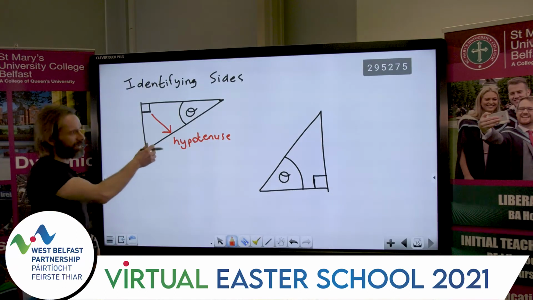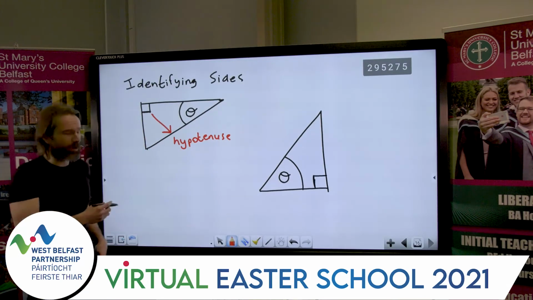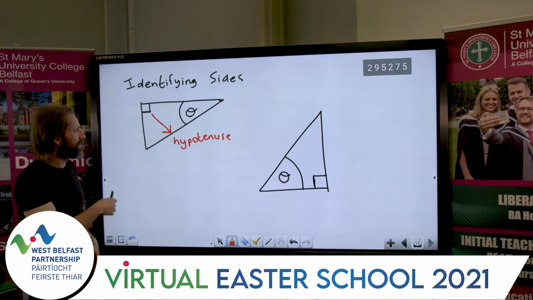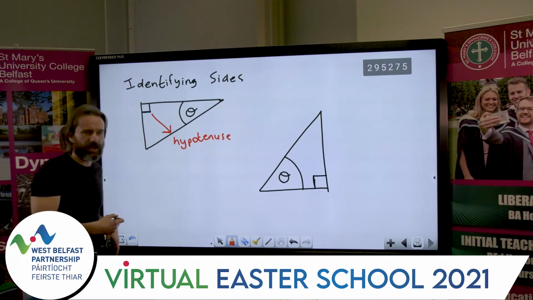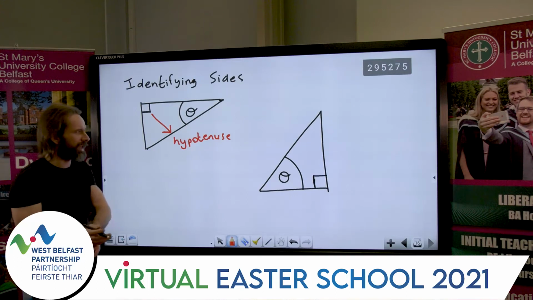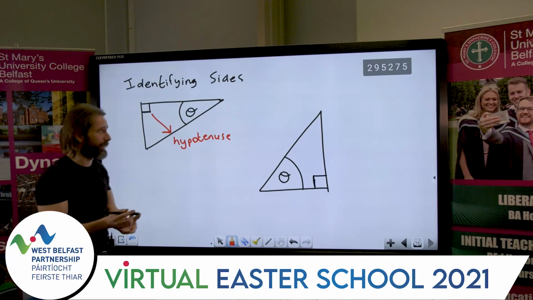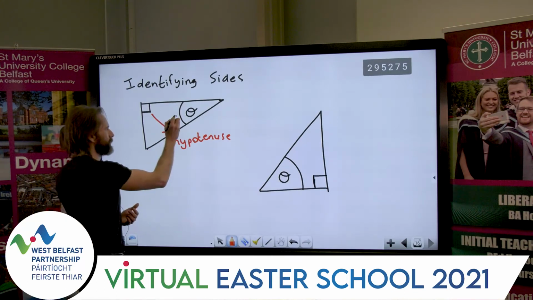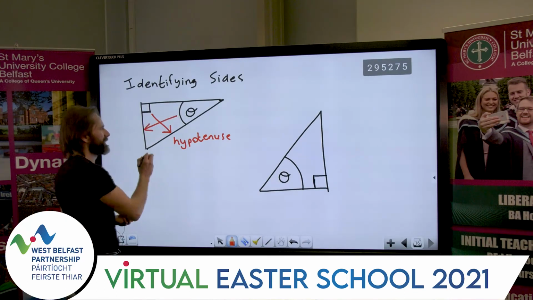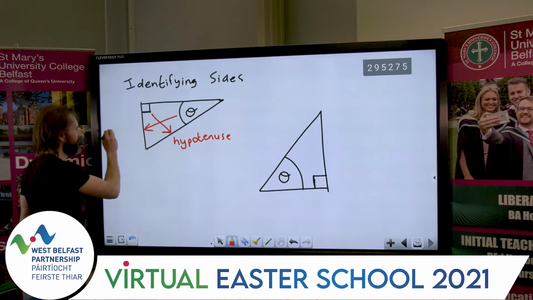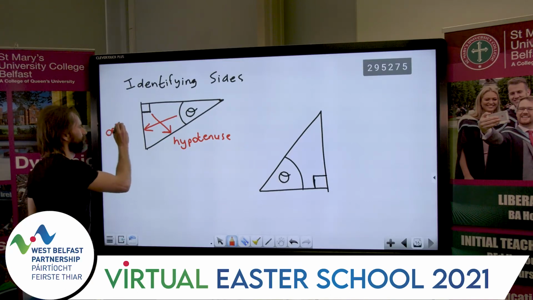We're now going to look at how we identify the opposite and adjacent, and this is where the angle theta is going to come into play. So the opposite kind of speaks for itself. The opposite side is the side that is opposite the angle that we are working with or trying to find, the angle theta. So in this case, that is the side opposite to the angle, so that is the opposite.